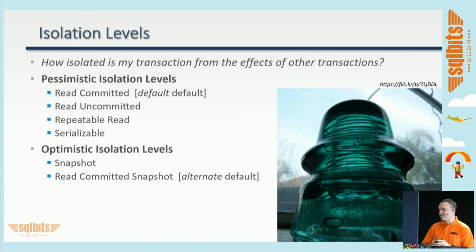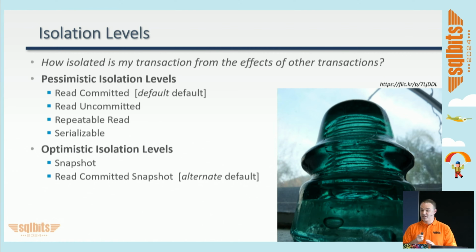So there are 4 pessimistic levels and 2 optimistic levels. Now you'll notice I have read committed, I say default. This is because if you just install or spin up a SQL Server out of the box and don't change anything and create a database, that database will be in the read committed isolation level. That's what they give you out of the box. You can change it to be read committed snapshot instead, and then that will apply to everything in that database. The other levels you have to specify explicitly to be able to make use of them.